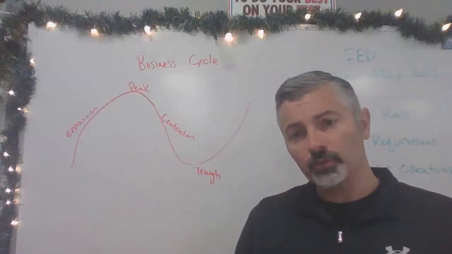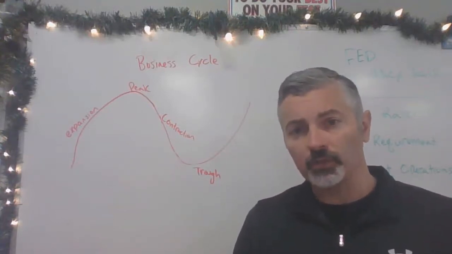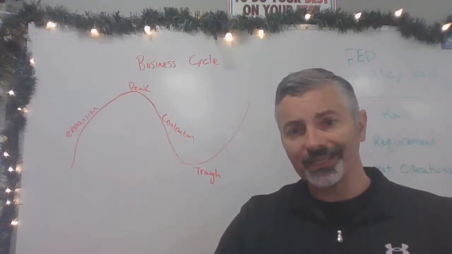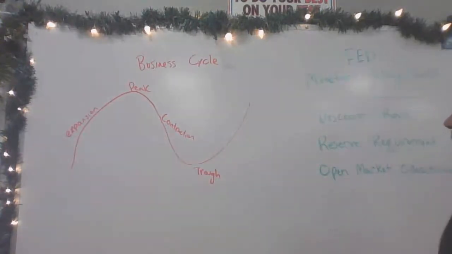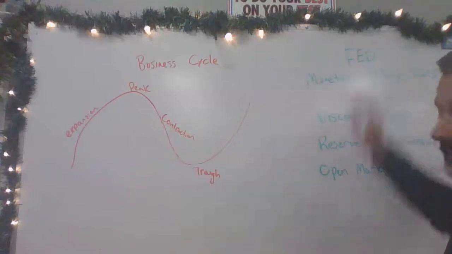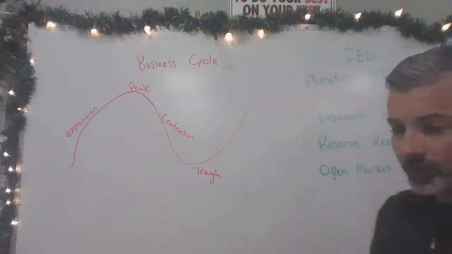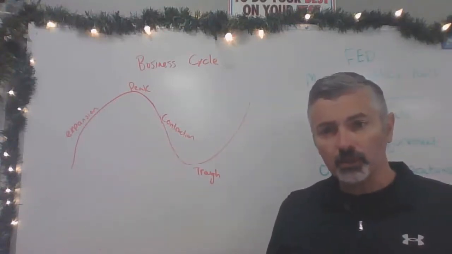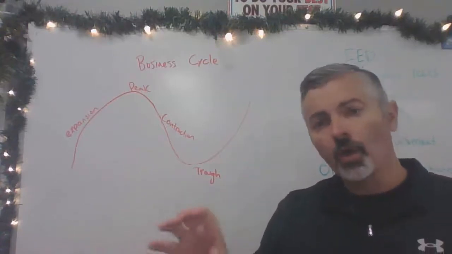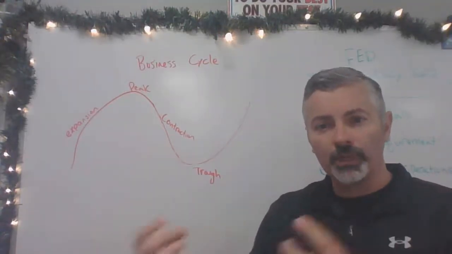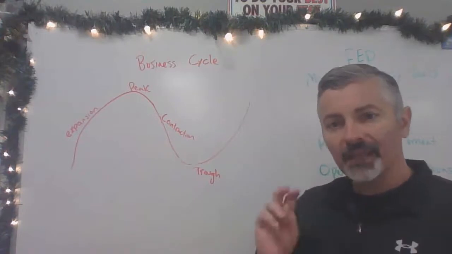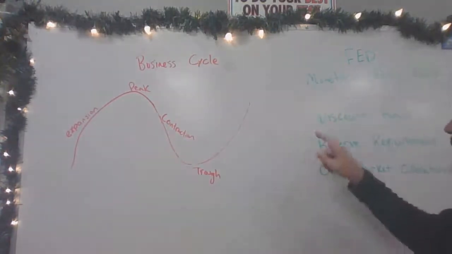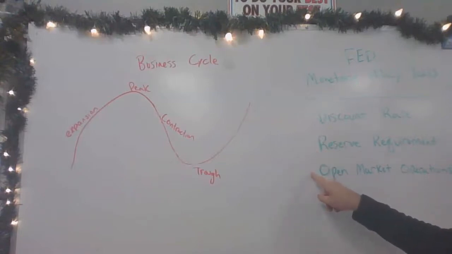So what we started off this week with was monetary policy, which is putting money into the economy or taking it out. Monetary policy is controlled by the Fed, the Federal Reserve. The Federal Reserve will either do an easy money policy, where they'll pump money into the economy, or a tight policy, where they'll take money out of the economy. And they have three tools to do this: the discount rate, the reserve requirement, and the open market operations.